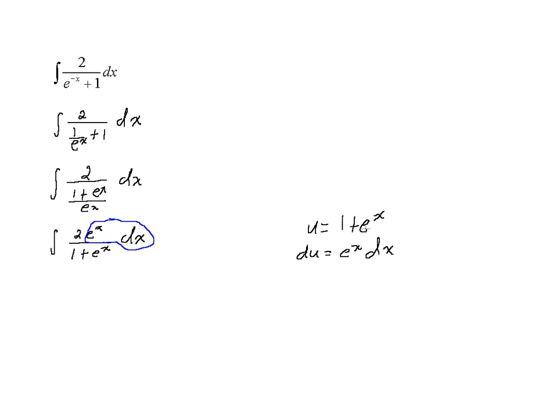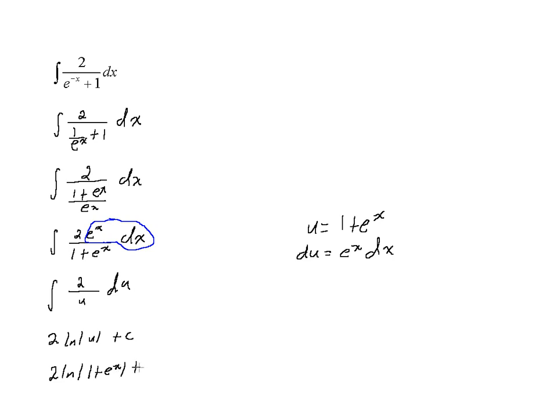And of course u is 1 plus e to the x. So I'm going to have 2 over u du. Now we have 2 over u, that's u to the negative 1. So we know that's 2 times the natural log of the absolute value of u plus c. And then I'm going to sub back in for u, which is 1 plus e to the x. So I'm going to get 2 times the natural log of the absolute value of 1 plus e to the x plus c.